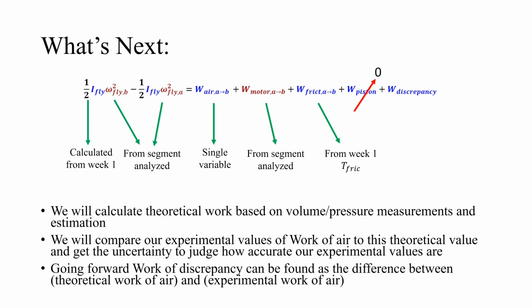In experiment 3, there will be the addition of injected air into the system. This means that both the work done by air and work of discrepancy will need to be calculated. Work of air is calculated the same way as it is in experiment 2. The calculated work of air will be compared to the theoretical work of air based on volume and pressure measurements. Going forward, the work of discrepancy can be found as the difference between the theoretical work of air and the experimental work of air.